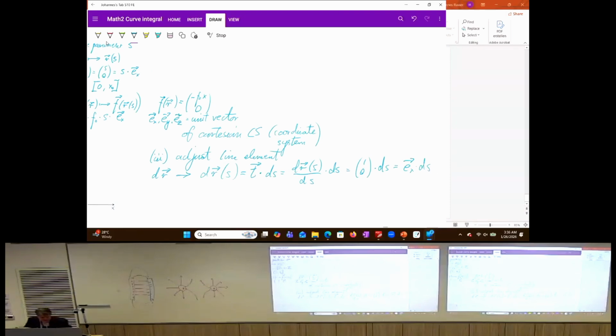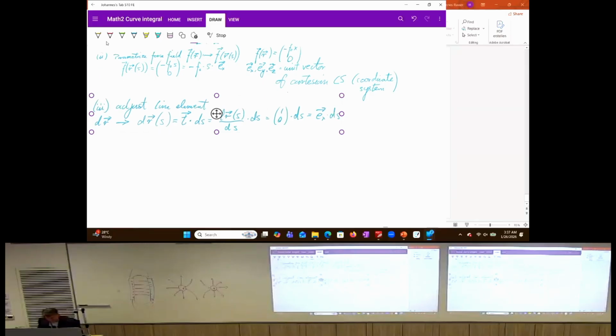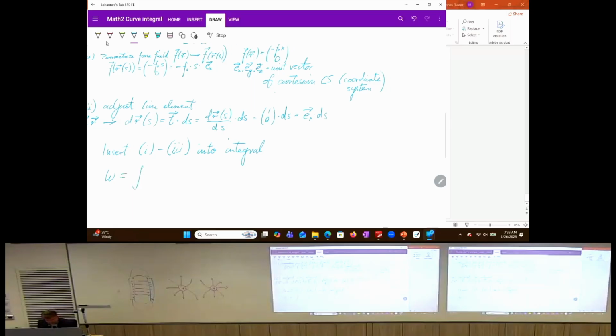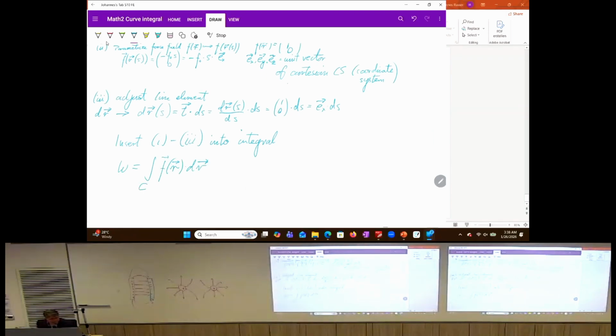Now we have the adjusted line element, and we can insert. We have to move this a bit down. So now we can combine all three of these things. We take 1, 2, and 3 and insert it into the integral. And this is the integral of w for our work. That is a line integral over the force field, so over f of r along r, and it follows the curve c.